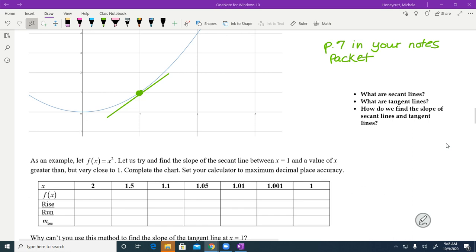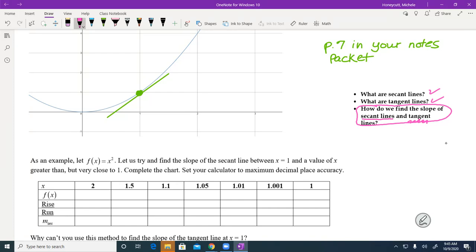So in our last video, we talked about what secant lines and tangent lines are. So now it's time to figure out how we find the slope of secant lines and tangent lines. The way we find the slope of secant lines is with our slope formula. You take your 2 points, y2 minus y1 over x2 minus x1. Great. But the tangent lines, that's the new part. So that's what we're going to be working on.